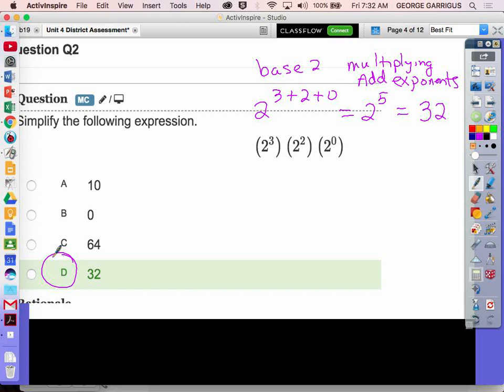So again, the test is really testing your knowledge. Can you find the answer in the first case, but can you take it even further and find the answer all the way out to 32?